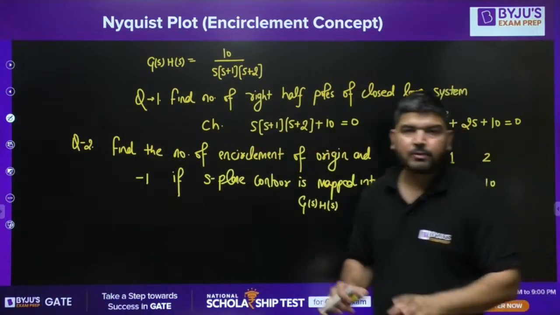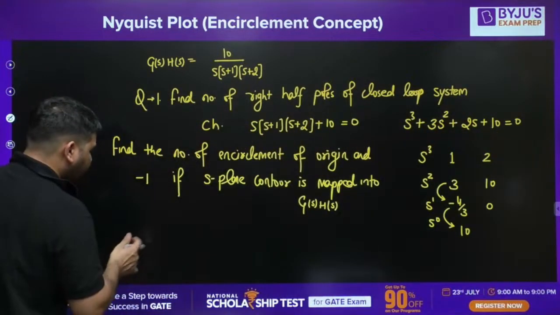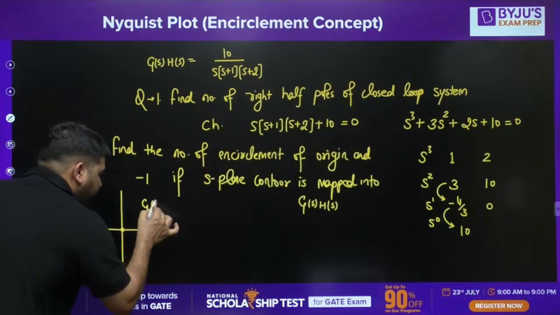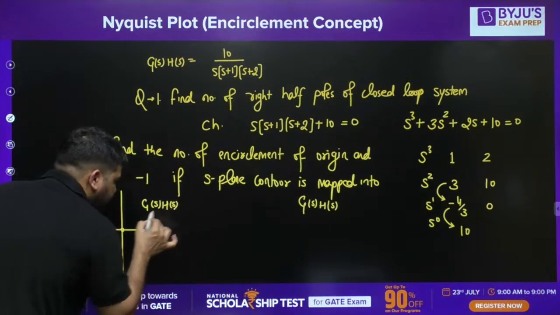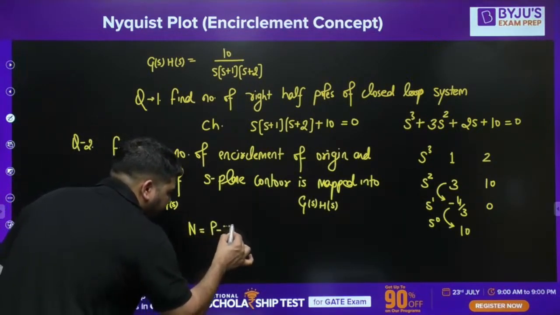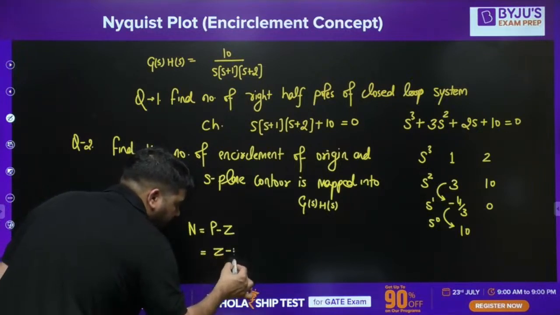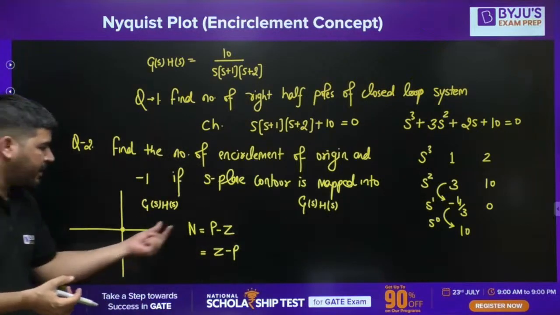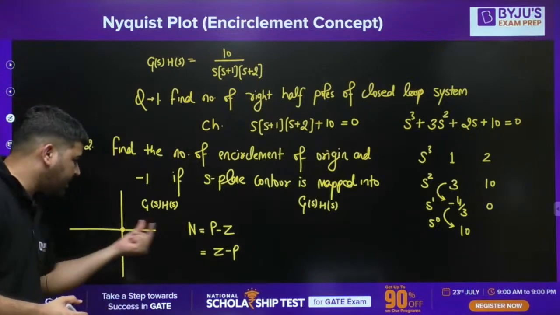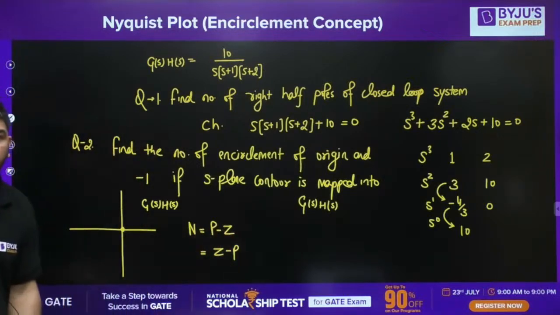Okay. So it's very easy. Let's say you want to calculate the number of encirclements of origin. In the GSHS plane, you want to check the number of encirclements of origin. So that number of encirclements will be either P minus Z or Z minus P.